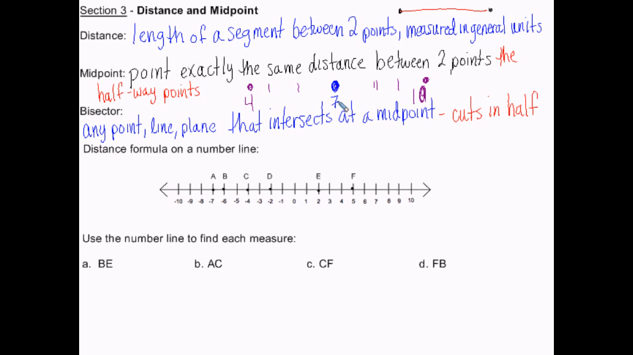Does that make sense? So it's just the point that's exactly halfway between 2 points. And there's a formula for both of these so that you can calculate them, which we'll go over in a second. Now, a bisector is any point or line or plane that intersects at a midpoint, so it cuts something in half. Okay, and I'm going to draw those on another page to show what it would look like.